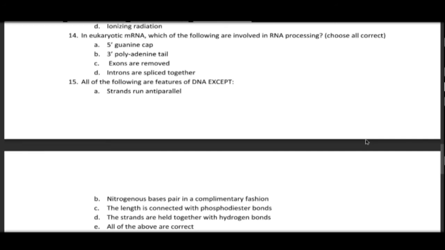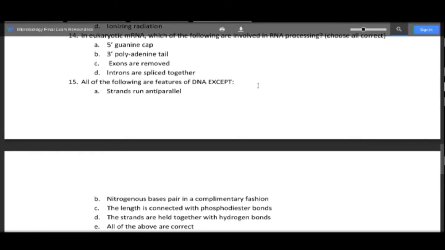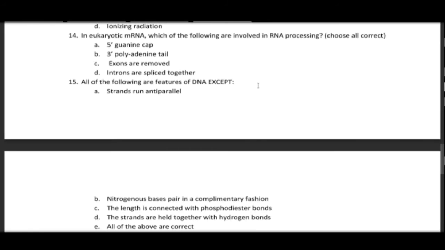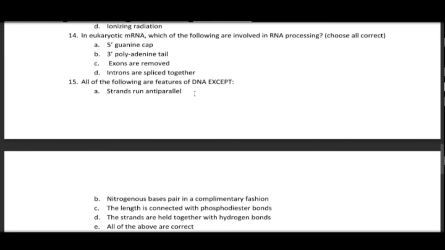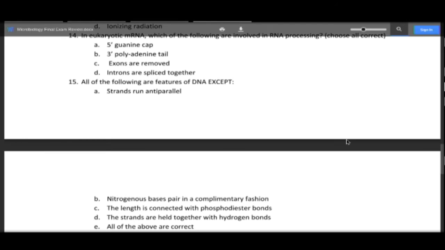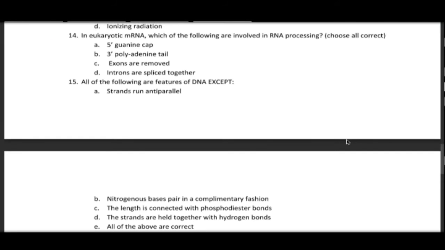So if we just think about what we know about DNA, there are two strands going anti-parallel in a helix, or a double helix, because they're two strands. So strands that run anti-parallel, that is true. One runs 5' to 3', the other one's 3' to 5', so they're anti-parallel.